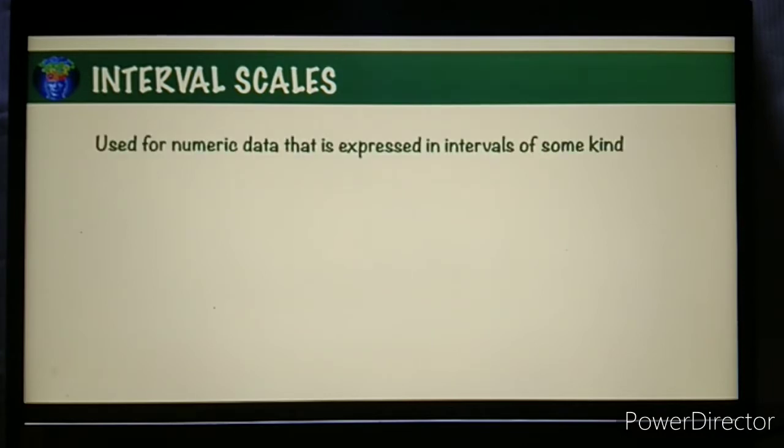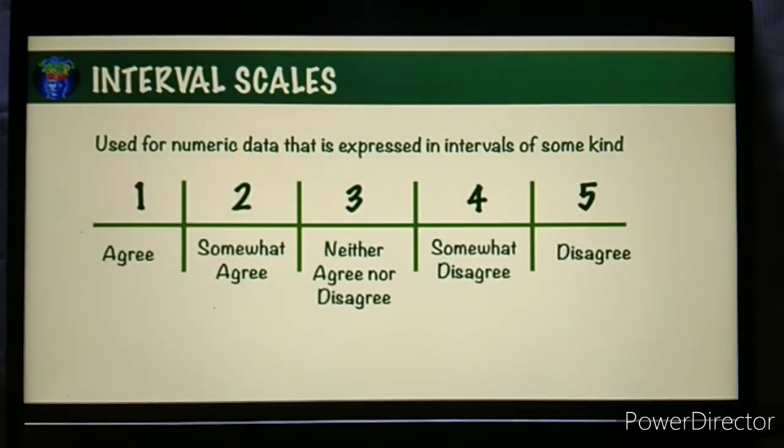Next we have the interval measurement scale. This scale is used for numeric data that is expressed in intervals of some kind of fixed measurement. In psychology, Likert scales are often used to collect data. Here people would be asked to indicate their agreement with a statement on a 5-point scale. Now this means that we can interpret differences in the distance along the scale.